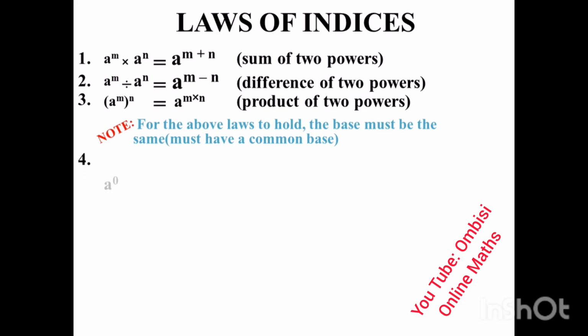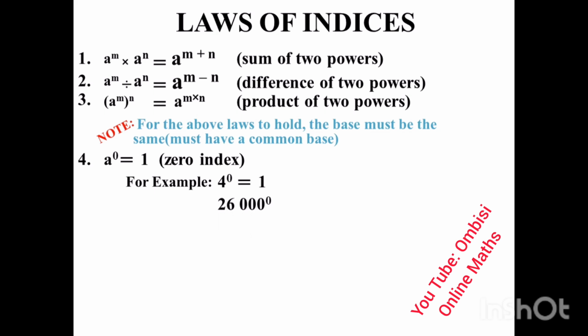Let us look at law number 4. And law number 4 says that any number raised to the power of 0 should give us 1. This law is known as the zero index law. For example, if you have 4 raised to 0, it should translate to 1. If you have 26,000 raised to 0, this also is 1. So any number raised to the power of 0 is 1. That is the zero index law.